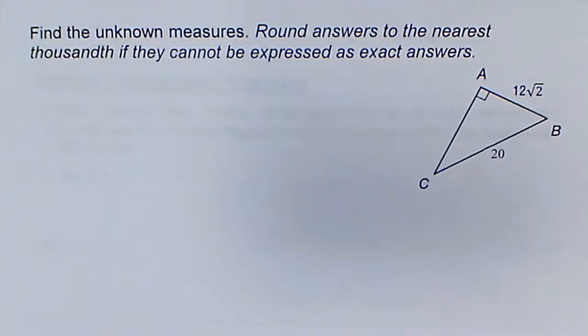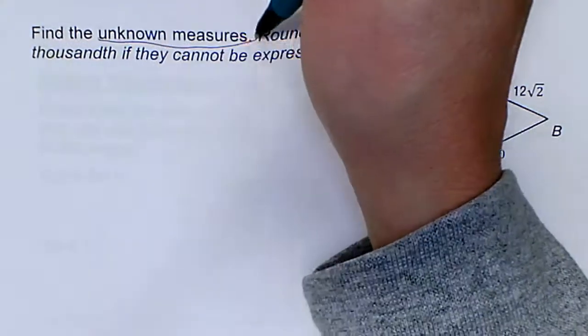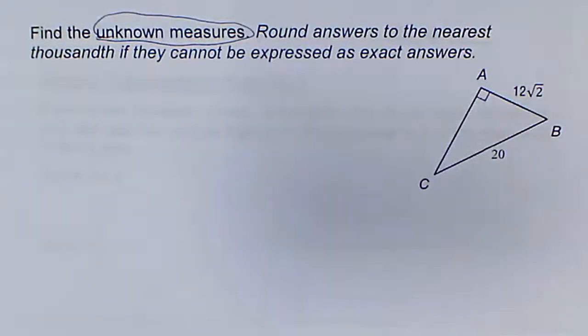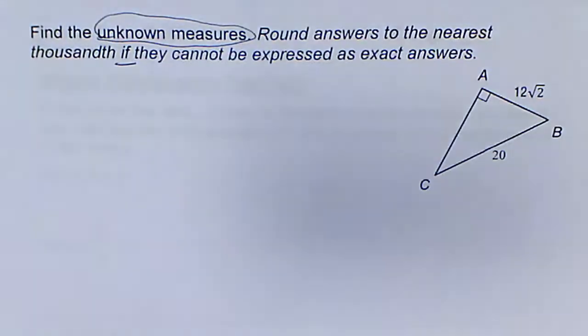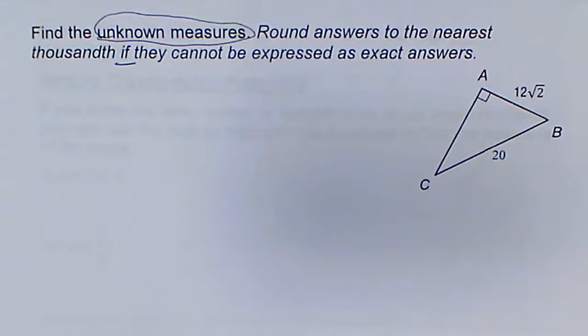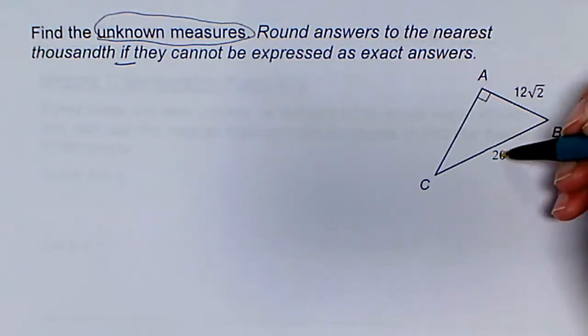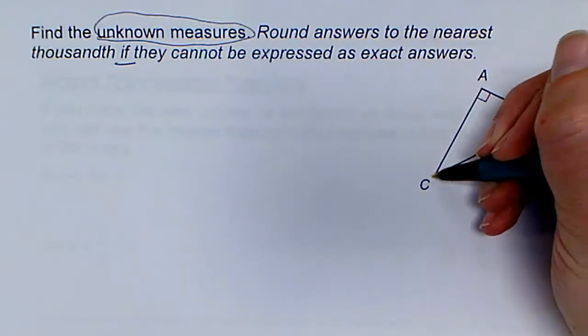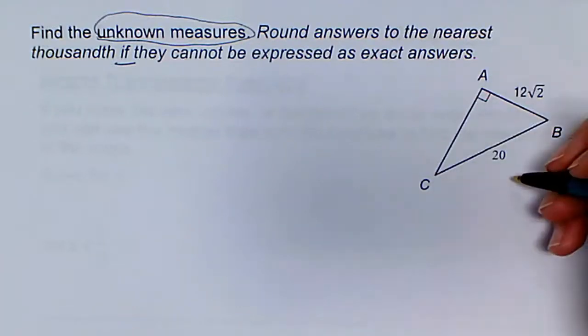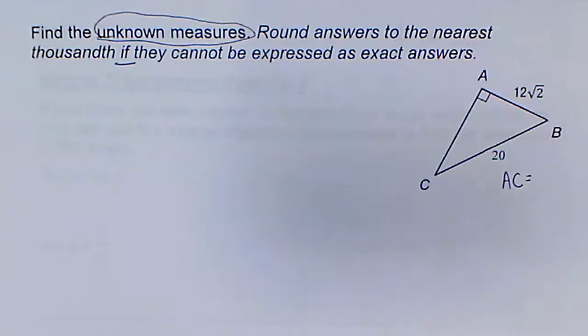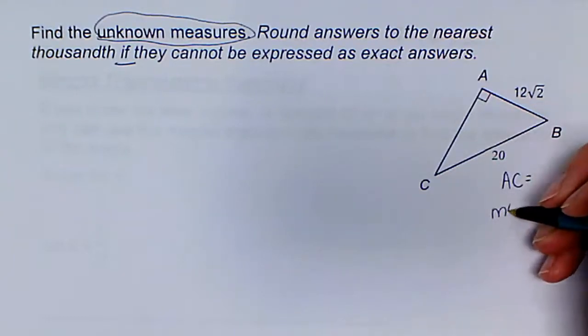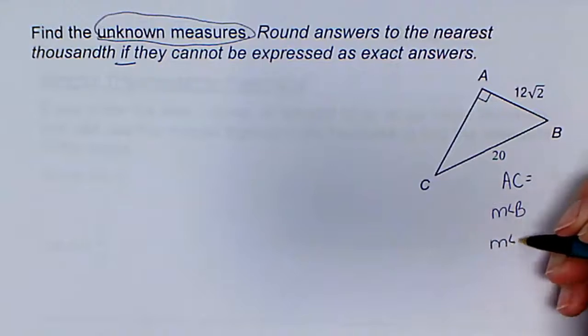Okay, so let's move on to the last page. Again, we are asked to find the unknown measures, all of them. Round answers to the nearest thousandth only if they cannot be expressed as exact answers. So let's look at a problem. We have a right triangle with two sides that have measures. C does not. That's going to be a part that we're going to have to find. I also don't know the measure of angle B and the measure of angle C. So I'm going to have to find those as well. Those are all of the unknown measures.